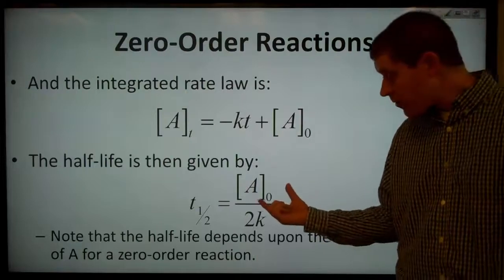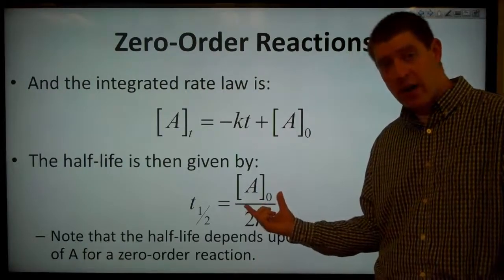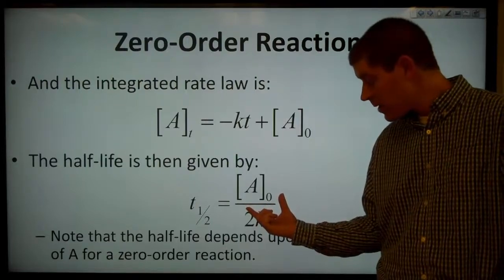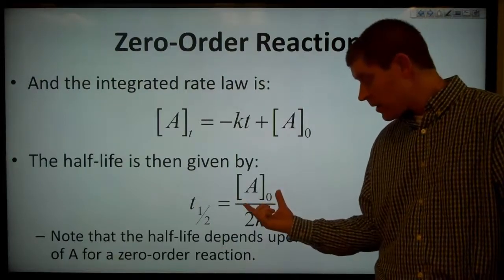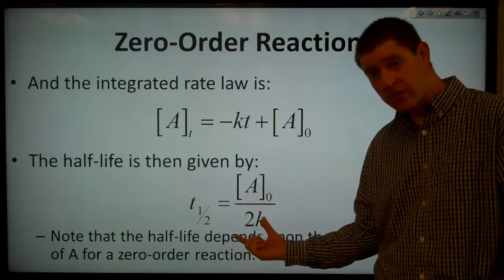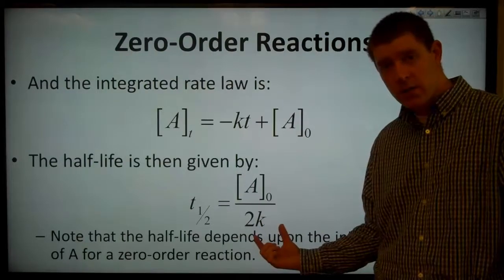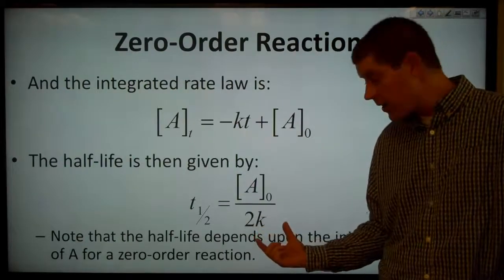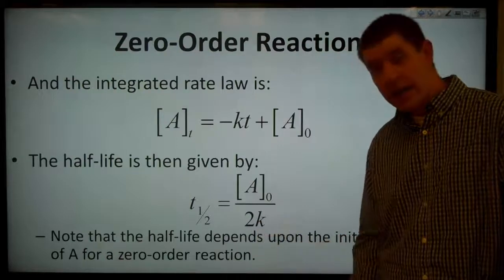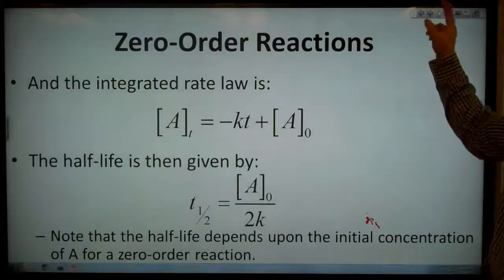And so, in order for us to decompose half of our A, we have our initial concentration of A divided by 2. That's how much we need to get rid of. Well, we're getting rid of k amount every second or every period of time. So we divide that value by k, and that's the half-life that we have.